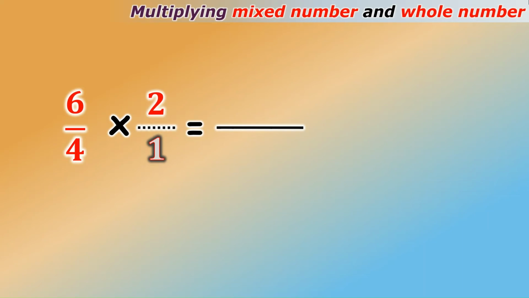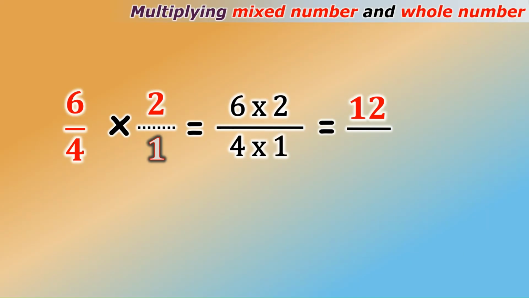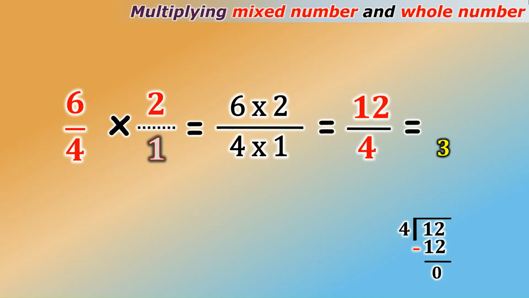Multiply both numerators, 6 times 2 equals 12. 4 times 1 equals 4. We have 12/4. Next, we change it back to a mixed fraction since the numerator is greater than the denominator. We divide 12 by 4 equals 3. 3 times 4 equals 12. Subtract. 12 minus 12 equals 0. We have the final answer, 3, after dividing the numerator by the denominator and it has no remainder. So, our final answer is 3.